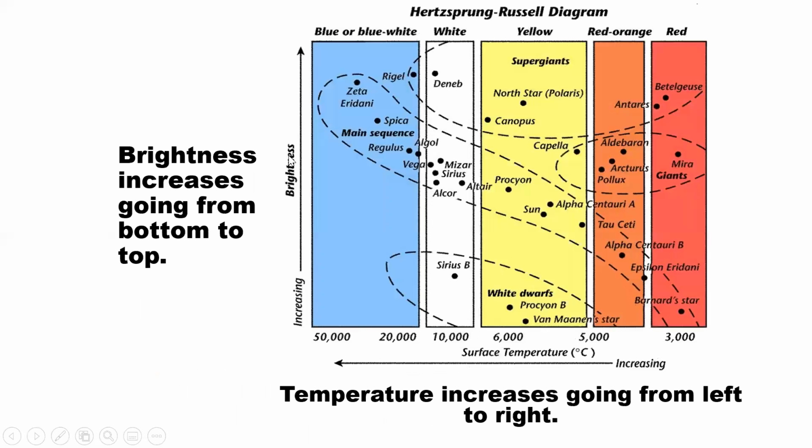All right. So yesterday we had an introduction to the HR diagram. So we started learning about how temperature and brightness correlate on the HR diagram. As for temperature, it increases from right to left. Right to left, not left to right. I need to fix that. It's right to left. Matter of fact, I'll fix it right now because it's bothering me.